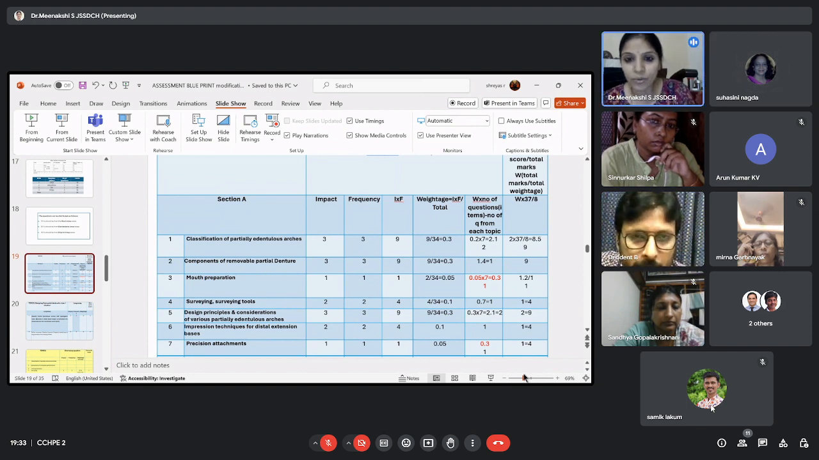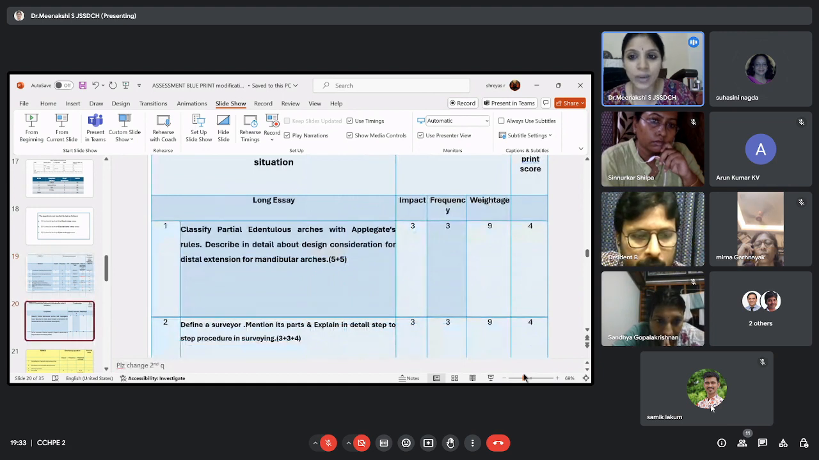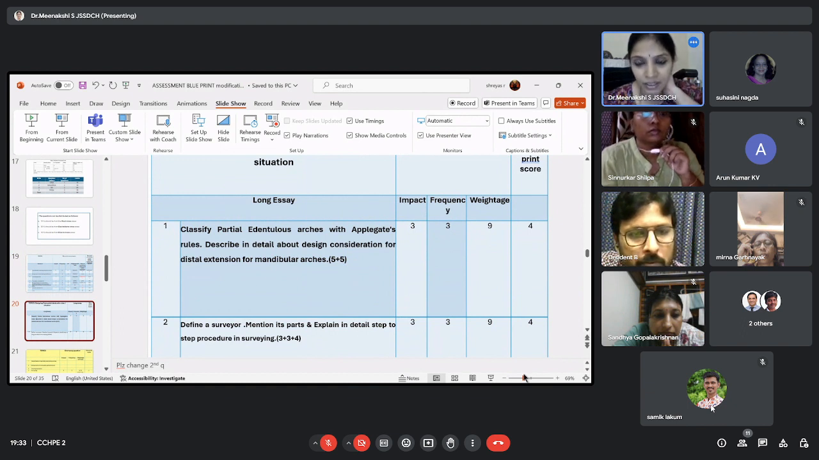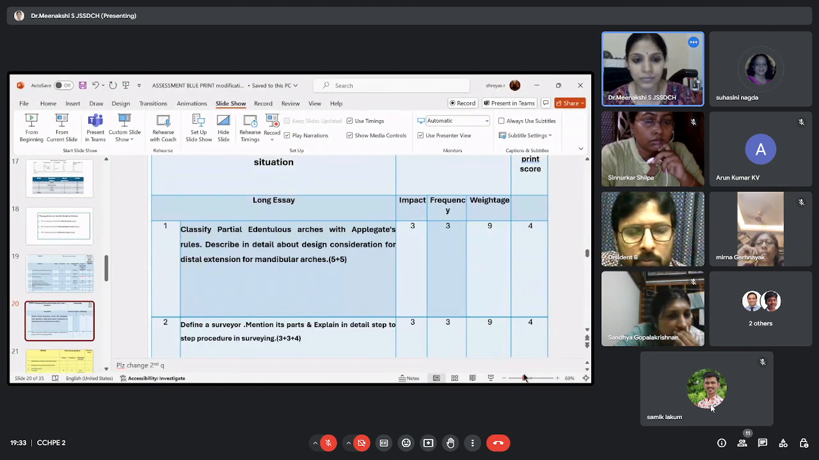So based on this, now we will go ahead and see the situations for long essay questions. These are the long essay questions, where Shilpa, Siddharth and I have sat together and come up with this impact, frequency, and weightage, ma'am. So the long essay would be: classify partially edentulous arches with Applegate's rules. Describe in detail the design considerations for distal extension for mandibular arch. They'll be classifying for 5 marks and describing for 5 marks, so totally it will be around 10 marks.